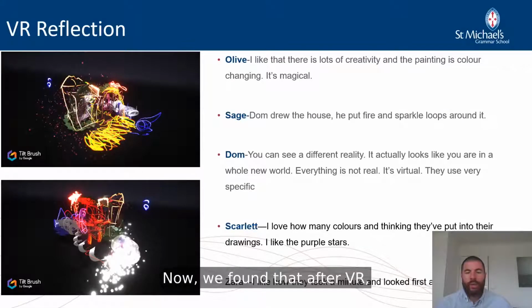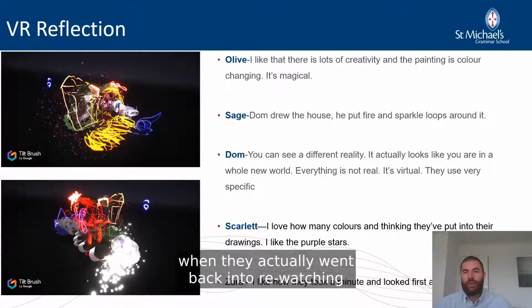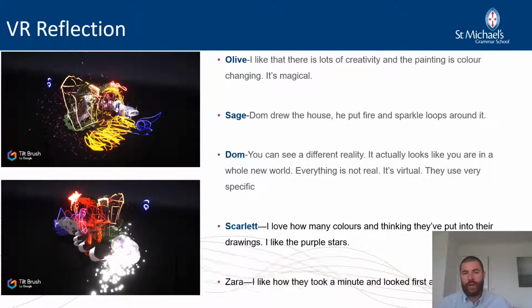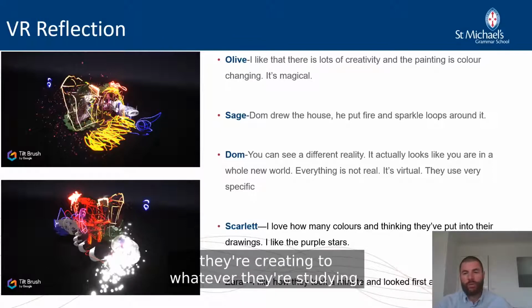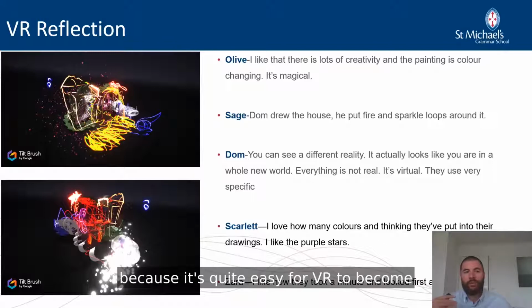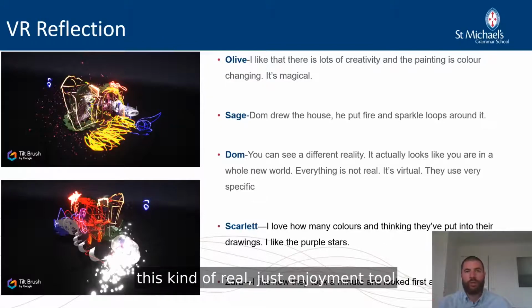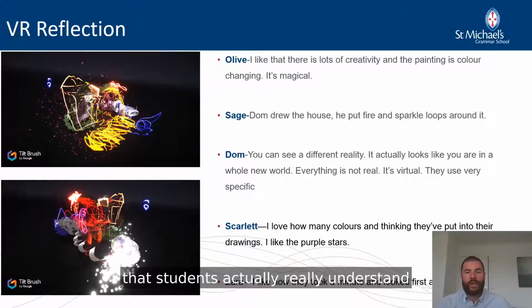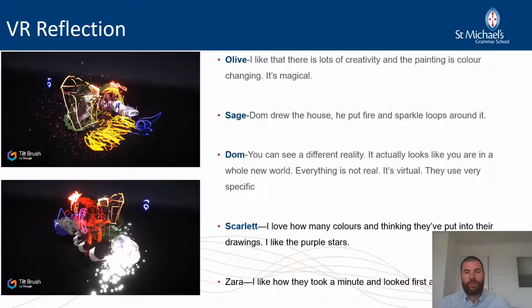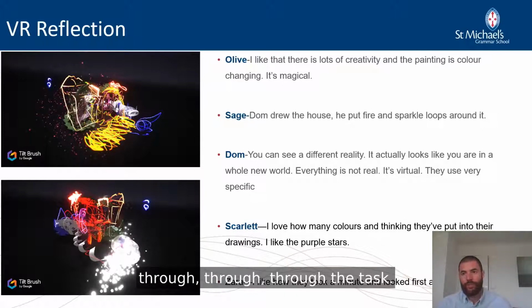We found that after VR, students were a lot more engaged when they went back into rewatching the videos that they made, because it's really important that you link whatever they're creating to whatever they're studying, because it's quite easy for VR to become just an enjoyment tool. But having a link between VR and the curriculum is really important to make sure that students really understand what they're meant to be achieving through the task.